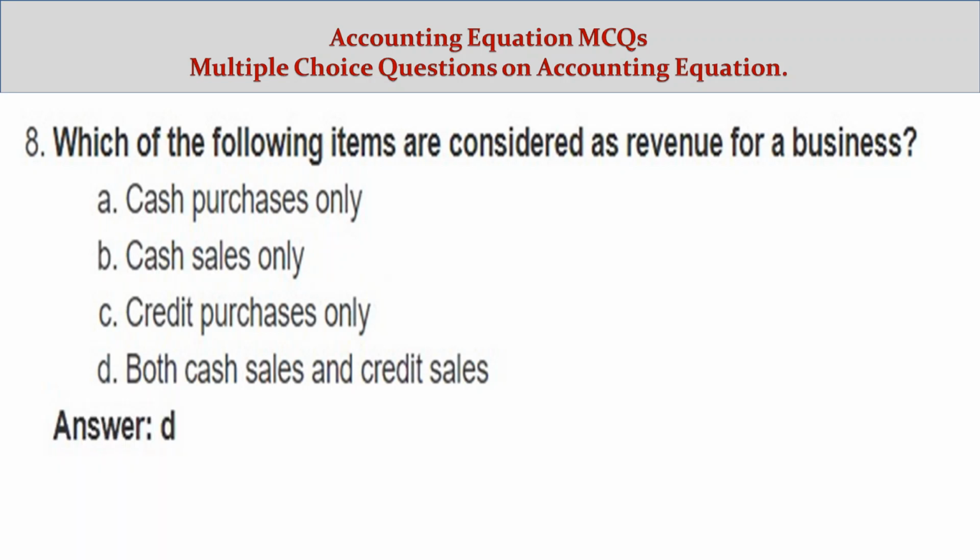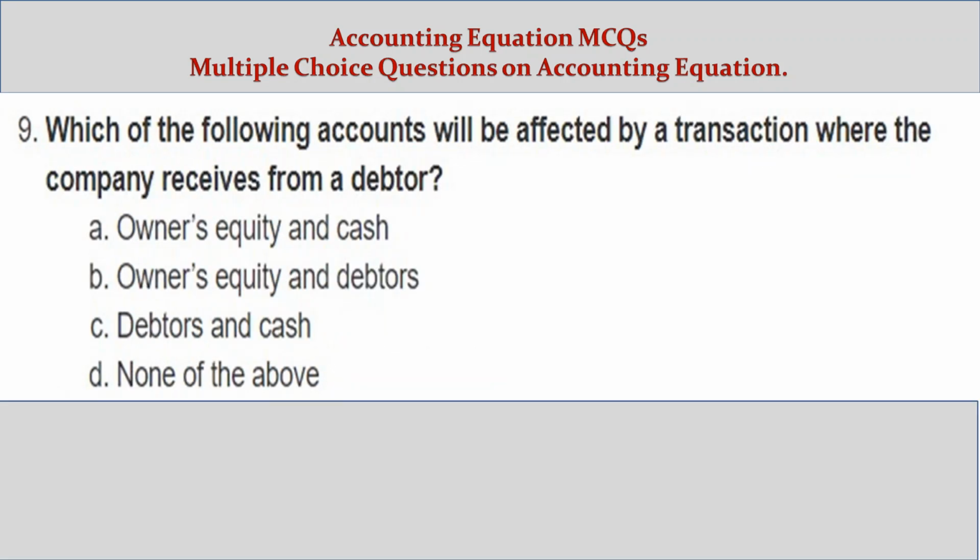Answer D. Both cash sales and credit sales. 9. Which of the following accounts will be affected by a transaction where the company receives cash from a debtor? Option A. Owner's equity and cash. Option B. Owner's equity and debtors. Option C. Debtors and cash. Option D. None of the above.